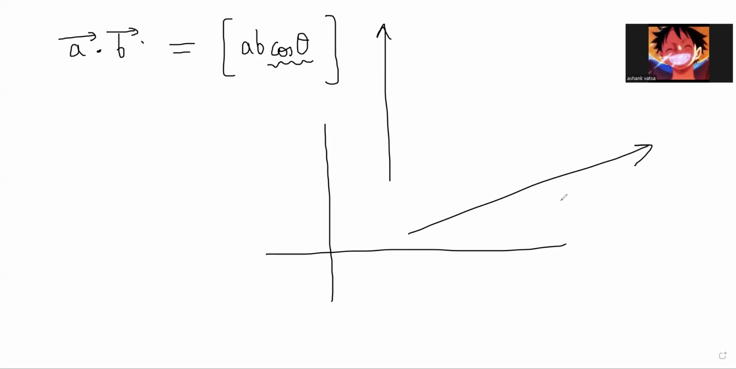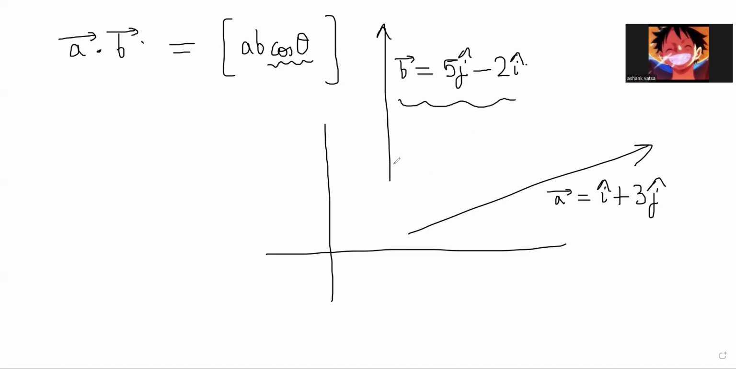Suppose I give you a vector, which is i plus 3j, and b vector, which is 5j minus 2i. Do you think someone will now tell you the angle also between them? Nobody will tell you that. So then can you use this? No, sir. You can't use it. So the best way is to do dot product by components the way HCV has taught you: i plus 3j dot product with minus 2i plus 5j.